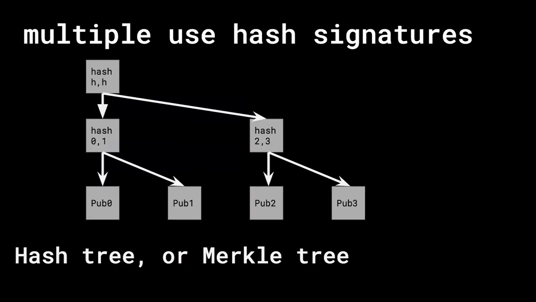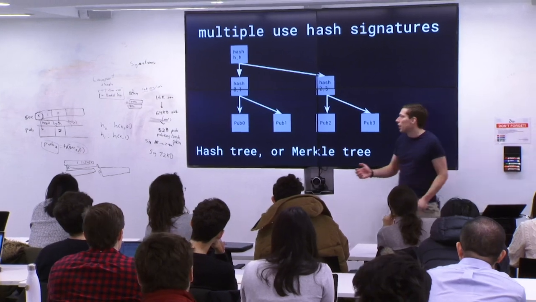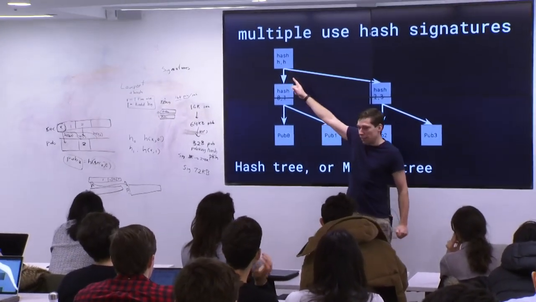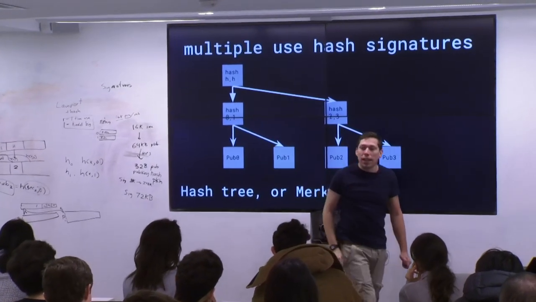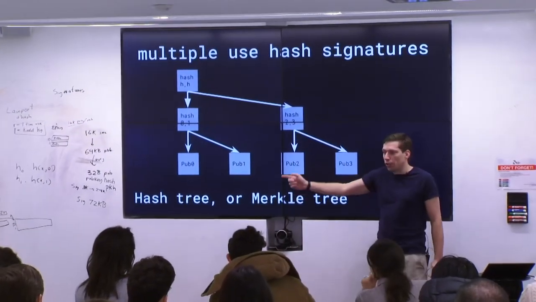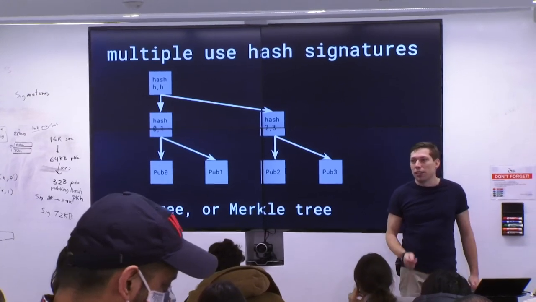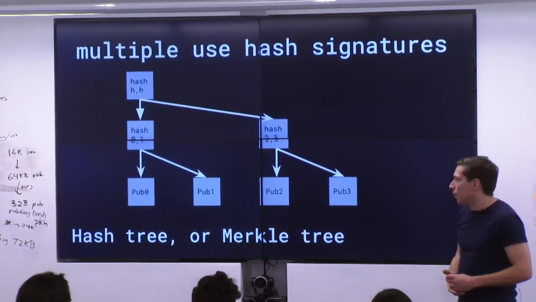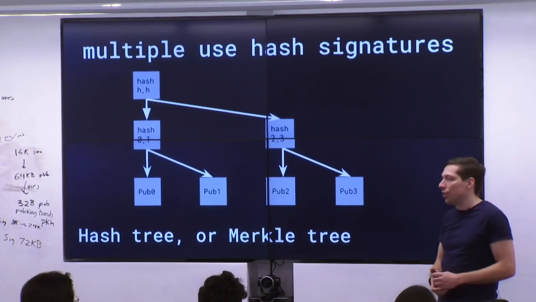Yes? You can do proof of existence and log time stuff? Yeah. So exactly, I can prove that, hey, this is public key zero, which is in this root hash, and I don't have to reveal all four in order to do it. So yeah. Did someone else have probably the same idea? Yeah, okay. Okay, so how are we going to do that?